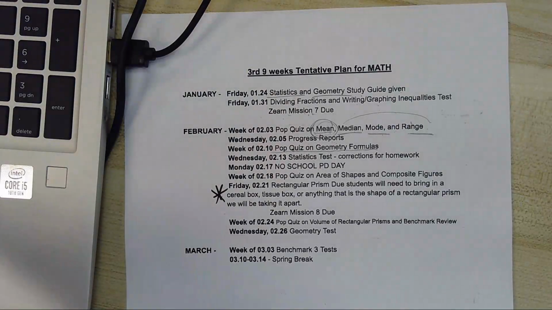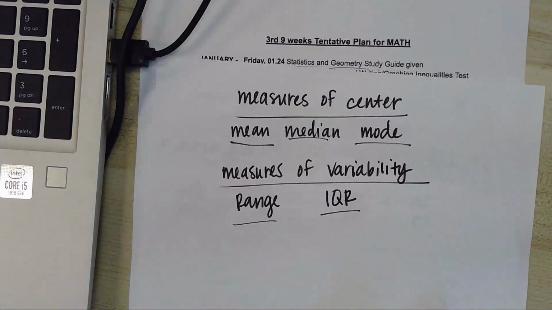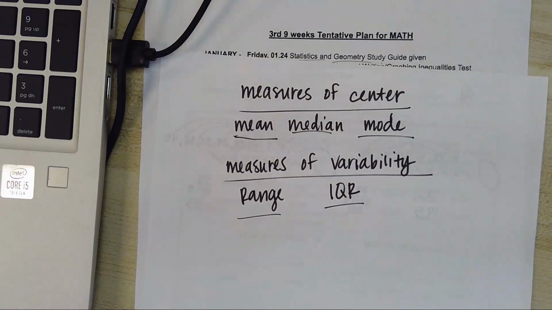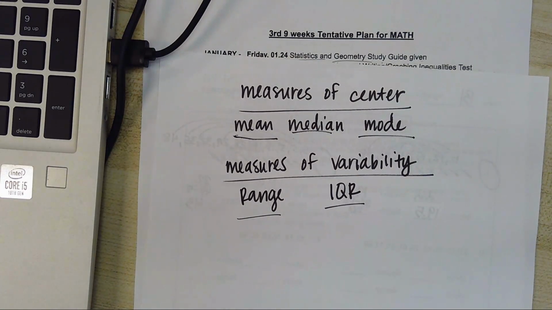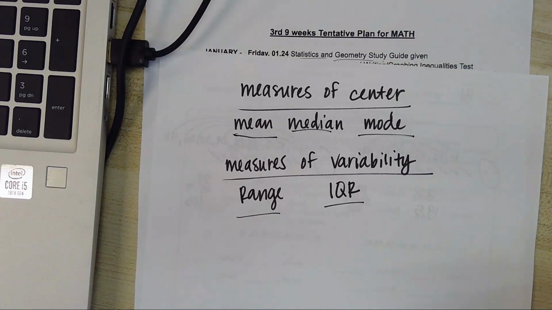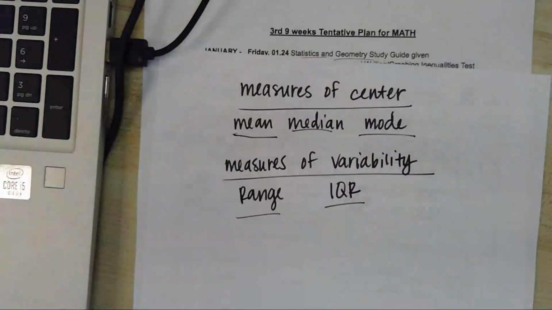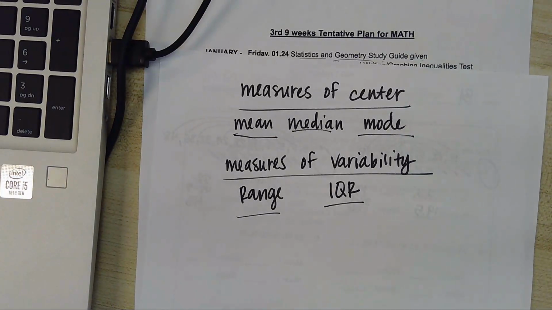I did forget to tell y'all to write something on the back of your homework. What I need you to write on the back of your homework, what are the measures of center? You will be asked to list those on your pop quiz next week. What are the measures of variability? Range and interquartile range. Okay, so you need to make sure you have those listed and you know those to be able to list those for your pop quiz next week. And also your pop quiz is going to be asked to find mean, median, mode, and range. Got it? Okay. It's on there.